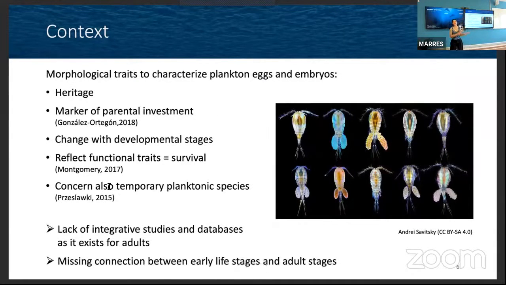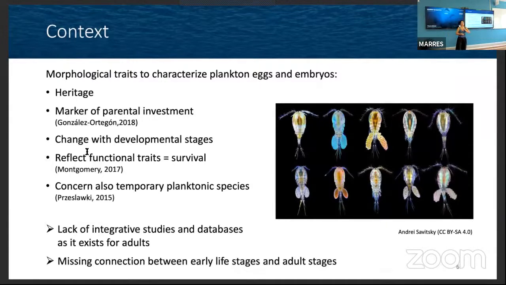So coming back to the eggs and embryos. Here, I've told you that it's copepods, but also there are bags of eggs on the mother. They are still attached. And we think that already the morphology is a heritage from the parents. And it's also a marker of their investment, for example, in number of eggs, size, but also pigmentation. And this trait will also change according to the development, because the egg is at the beginning at one cell state, and it has to become multicellular, but also the embryo will consume the reserve that it has, so many traits can change. So it reflects clearly the functional traits and the survival of these individuals.